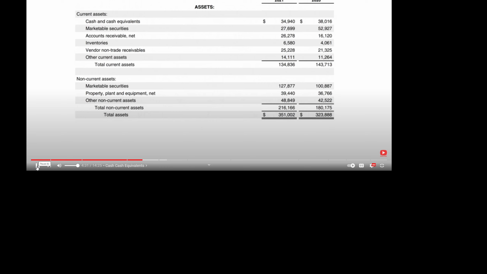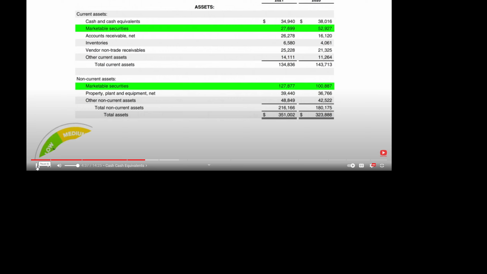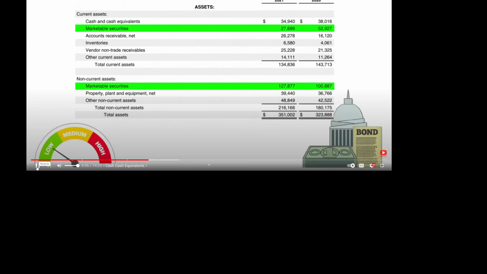Moving down the balance sheet, we have marketable securities. This is where the analysis really starts to take place. These marketable securities are already low risk and can be turned into cash relatively easily. Marketable securities consist of things like government bonds. When I'm trying to calculate a company's true cash, I always like to add the marketable securities into the cash and cash equivalents line.